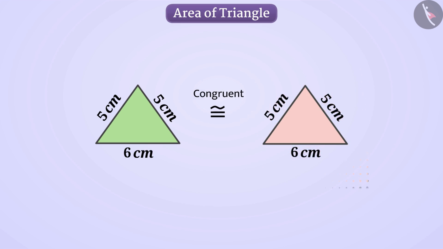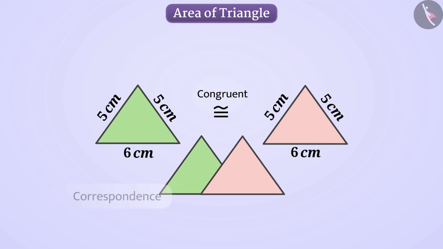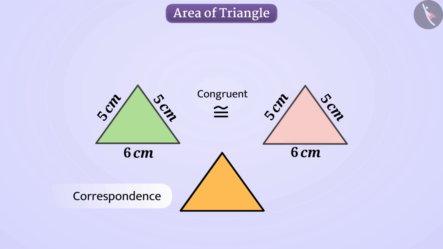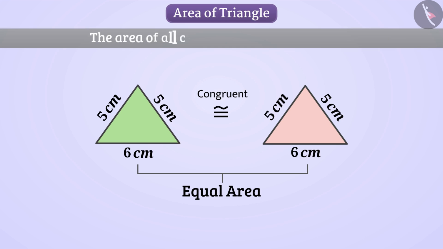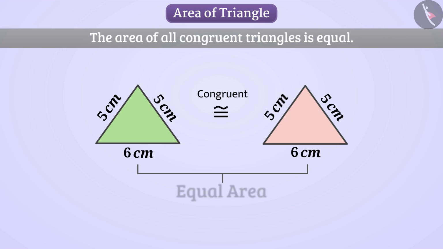Cut this as well. We see that under a correspondence, the two triangles completely cover each other. Therefore, we can say that the area of these two triangles is equal. Generally, the area of all congruent triangles is equal. Can you tell me how we will find the area of triangles? Think.